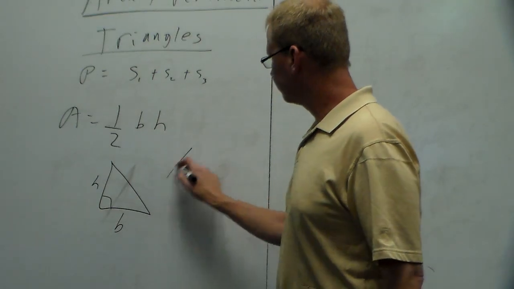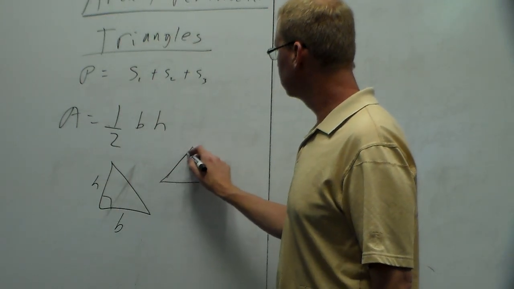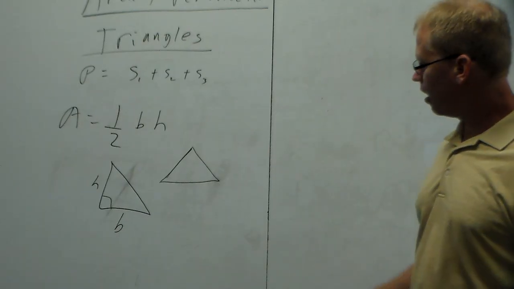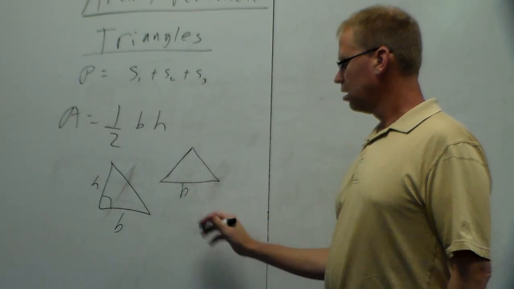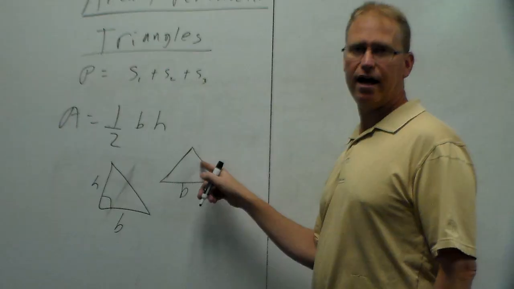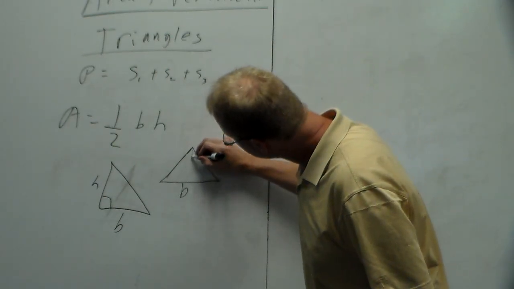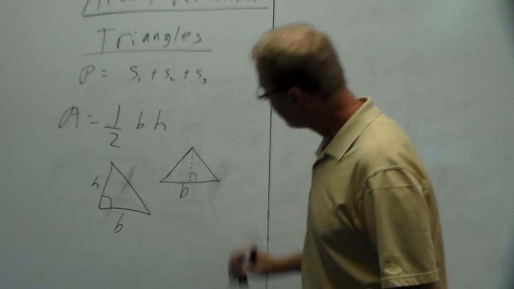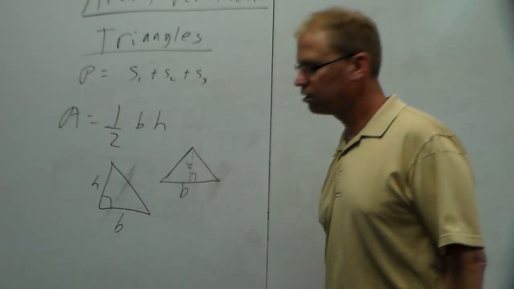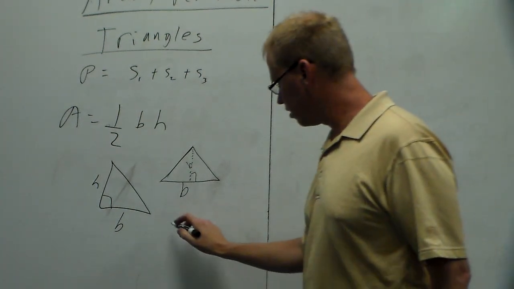Now that might seem kind of obvious. Let's look at another triangle. All right, this is the base. This is not the height, and this is not the height. The height would have to be shown by a dotted line that has a little 90-degree angle. So that's the height.